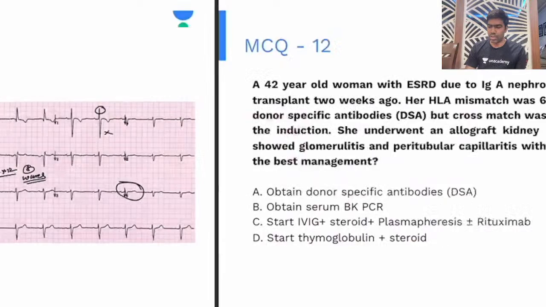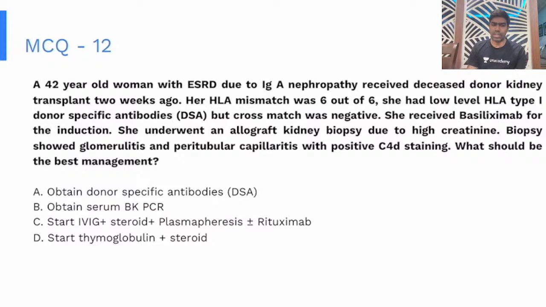Okay. So then what about this one? 12th MCQ. You have a 42-year-old woman with end-stage renal disease due to IgA nephropathy, who received a deceased donor kidney transplant 2 weeks ago. Her HLA match was 6 out of 6. She had low-level HLA type 1 donor-specific antibodies, but cross-match was negative. She received basiliximab for induction. She underwent allograft kidney biopsy due to high creatinine. Biopsy showed glomerulitis and peritubular capillaritis and positive C4D staining. What should be the best management for this patient?